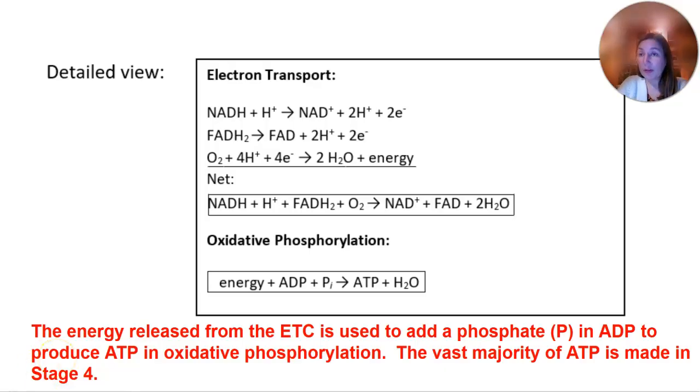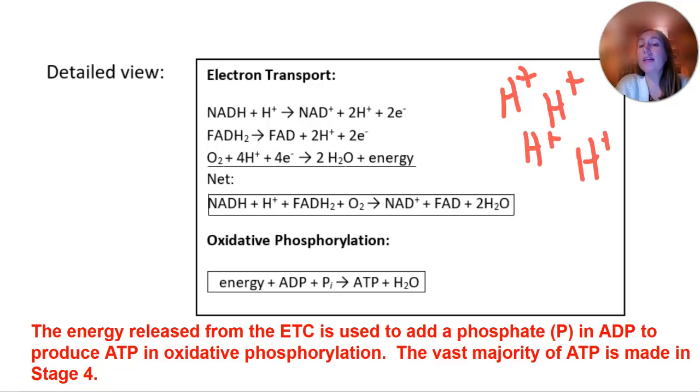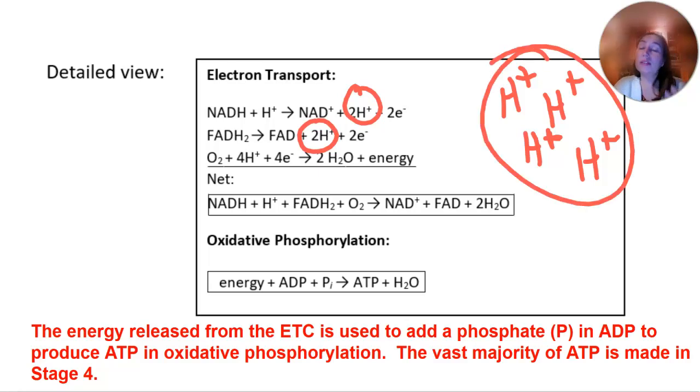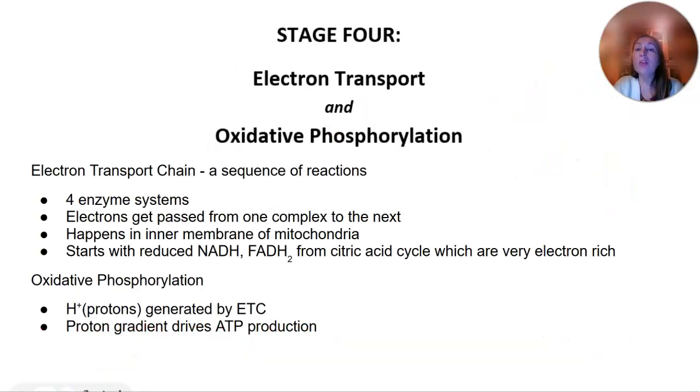A big part of what we're going to learn about stage 4 electron transport is that we are setting up a proton gradient. This excess of H+ that's produced is what drives energy production in stage 4 to produce ATP. It's this proton gradient, all these protons being produced, that's the engine driving this whole thing forward.